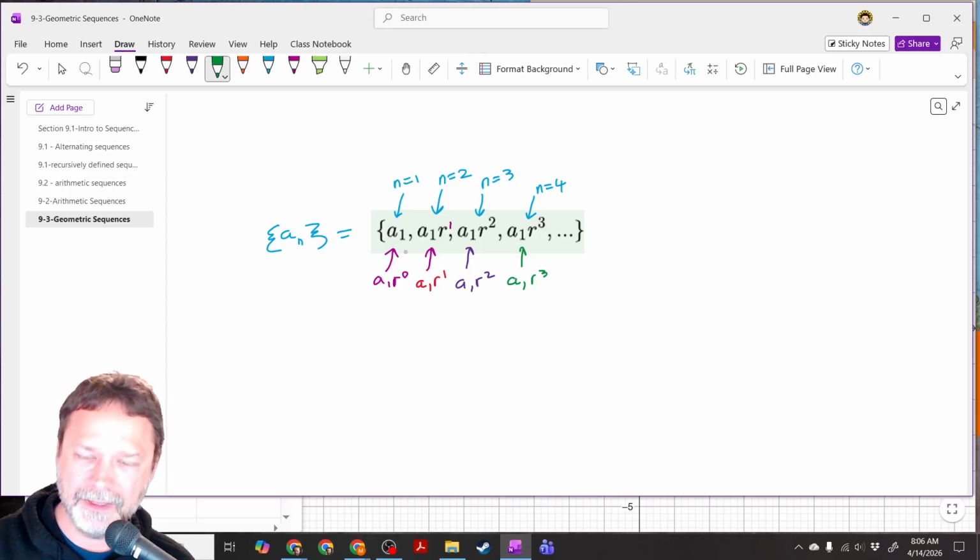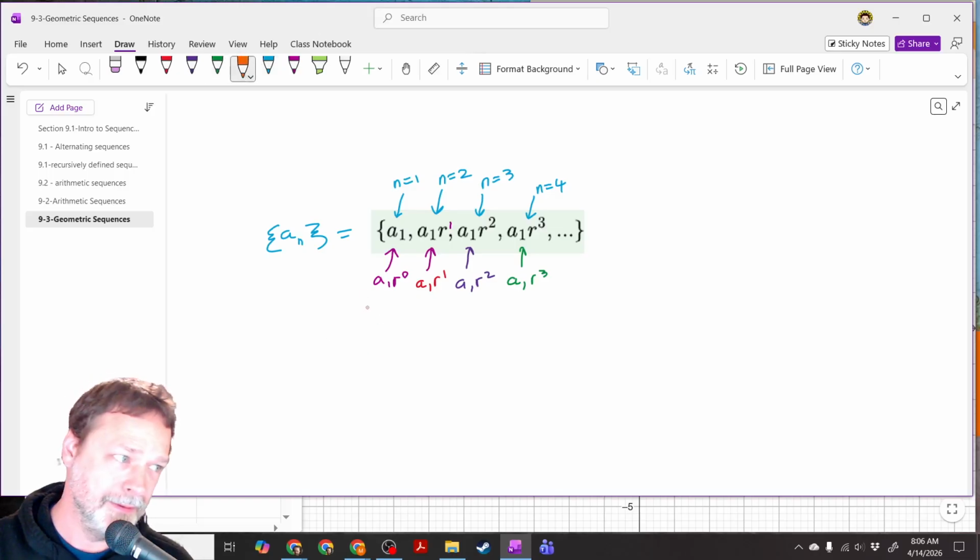How is my n related to the expressions here? Easily. All these are exactly the same. The only difference is the power. The power here, 0, is 1 less than 1. Here the power is 1 less than 2. Here the power is 1 less than 3. That's our pattern. It's obvious.